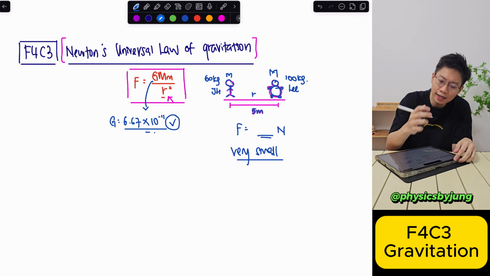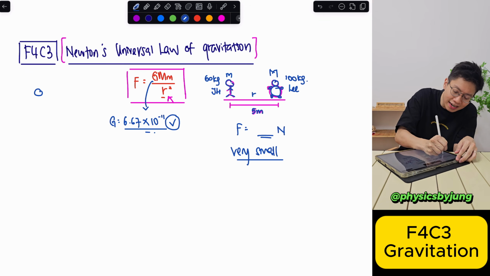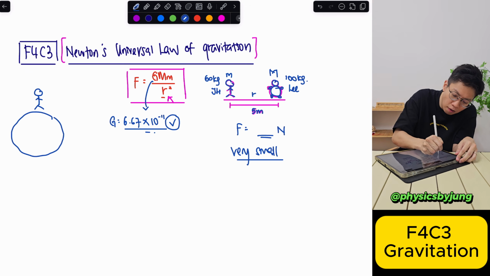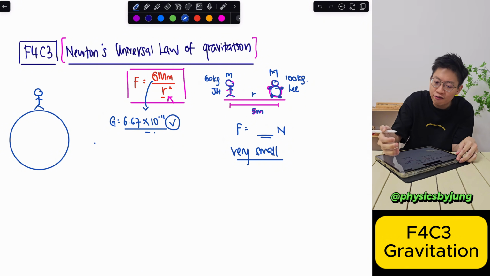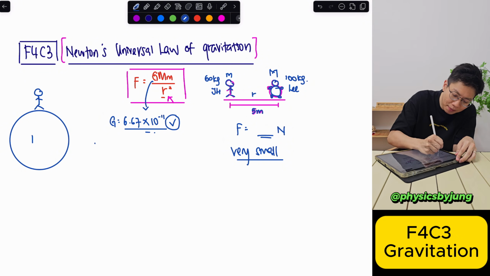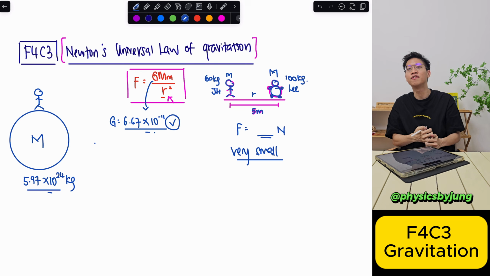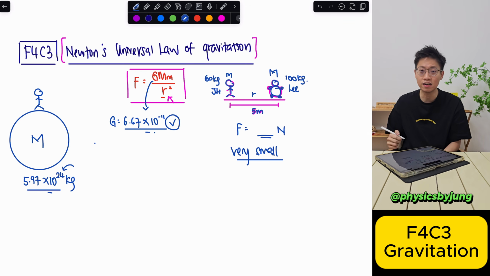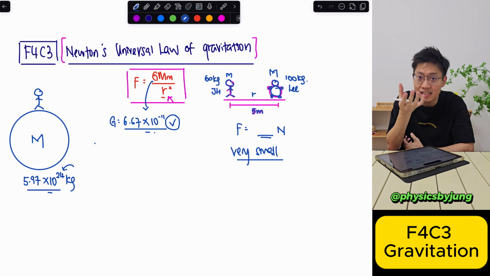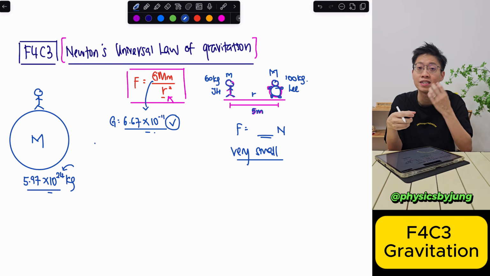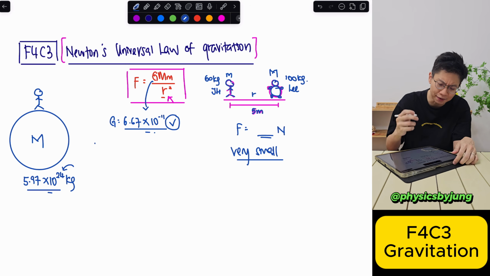If that is so, then why are we attracted to planets? Obviously, if you compare planets to my friend Lee, a big planet, let's just say Earth, might be 5.97 times 10 to the power of 24 kg. So if this is so big, then obviously the force is going to be very significant. You will be able to feel the force and see the force. So we call this the first formula.